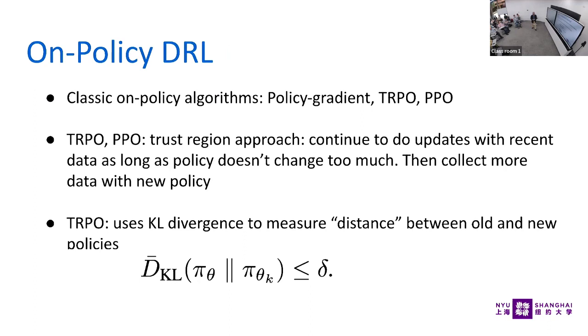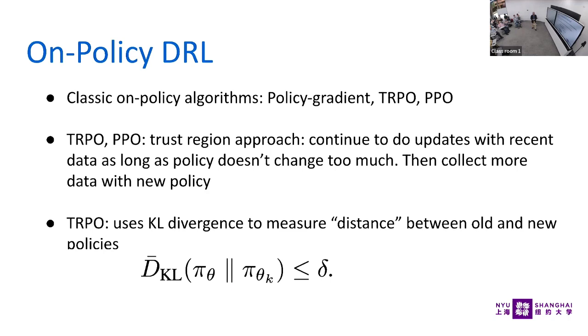even without constraints, the most famous algorithms that you may have heard of are policy gradient, TRPO, and PPO. These are three very popular algorithms. And TRPO and PPO are so-called trust region approaches. They continue to do updates with recent data as long as the policy doesn't change too much. So without getting into the details, we're going to have our recent data. We've run a trajectory, an episode, with our most recent policy. We get data, and using that data, we're going to do updates. And we're going to keep on doing updates and updates and updates.